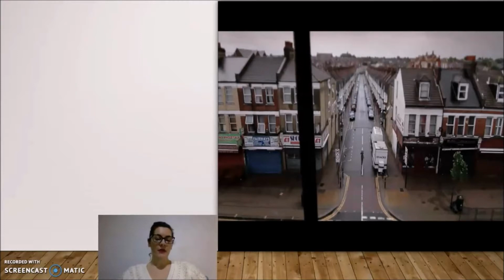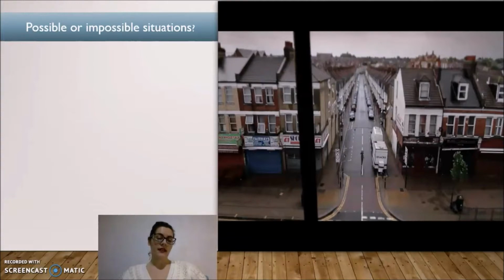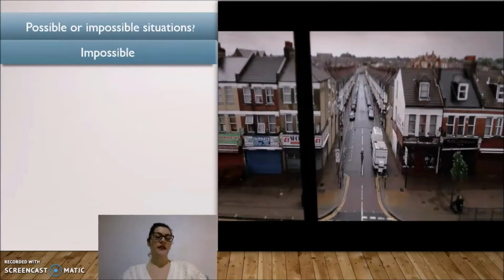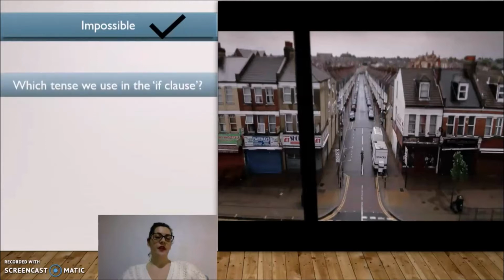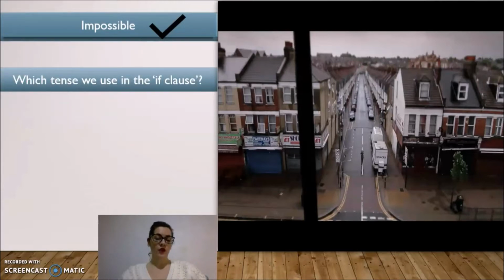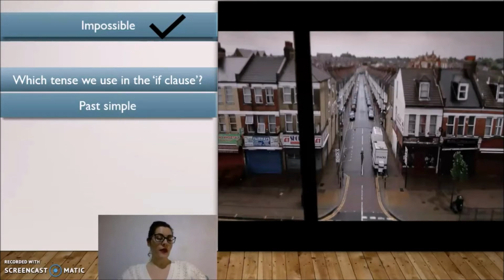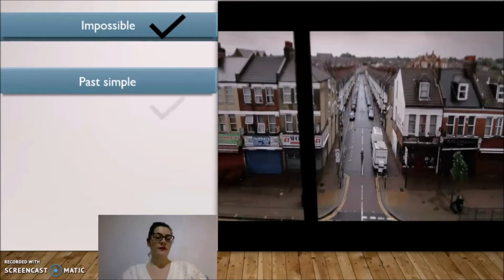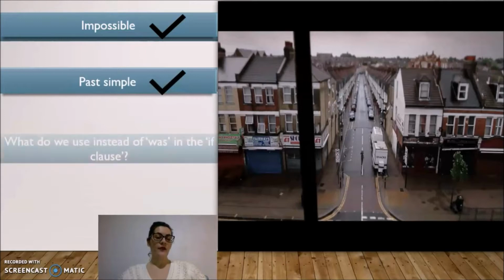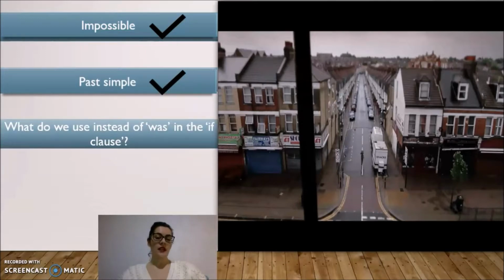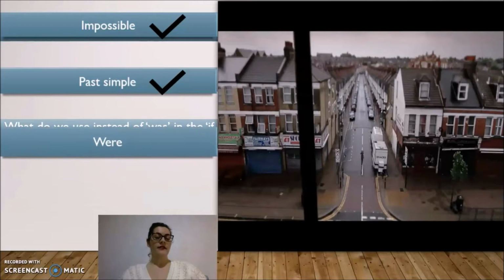Let's check now how much you remember. So the second conditional is seen by the speakers as an impossible or possible situation? It is seen as impossible. That's correct. Which tense do we use in the if clause? We use past simple. That's right. And lastly, what do we often use instead of was in the if clause? We use were. That's correct.